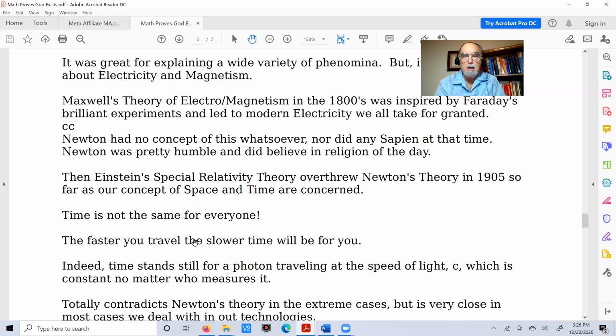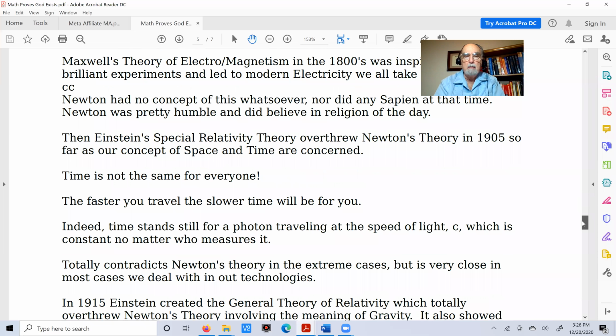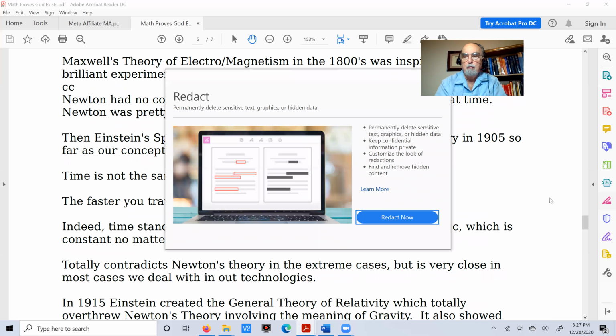In fact, the faster you travel, the slower time's going to be. And in fact, the less gravity, the faster time will be. And in fact, if you have a photon of light, a beam of light, which is full of what they call photons, as a photon travels along, time stands still. There is no time. A photon that started 1 billion years ago, to the photon, its clock hasn't changed. It's the same time as it was 1 billion years ago. Now, all of this contradicts Newton. Newton would have had a lot of trouble with this if he'd known about it.